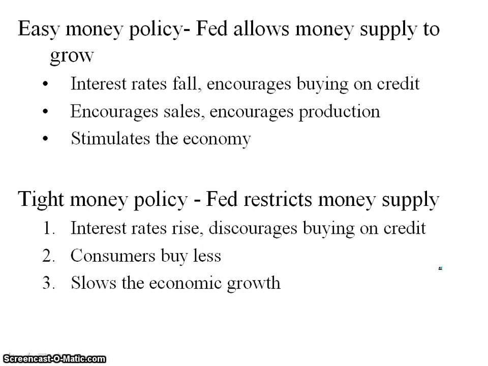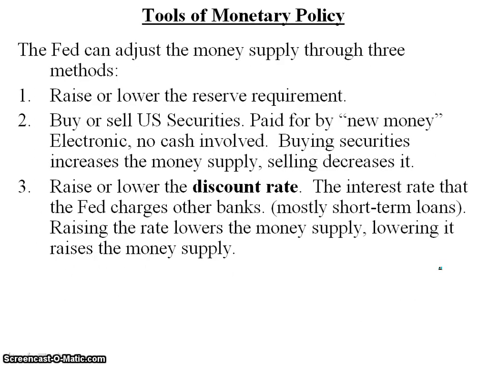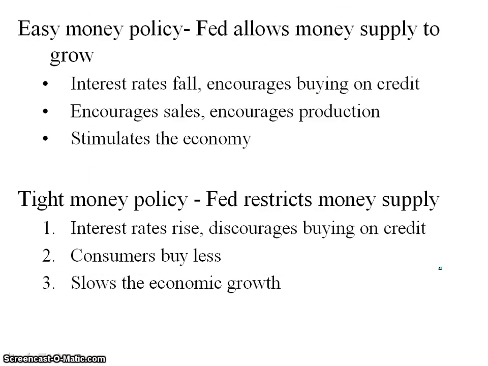An easy money policy just means more money. Okay, so utilizing the three ways: raise or lower reserve requirement, buy or sell securities, or raise or lower discount rate. Those three ways they can put more money into the system. And when more money's in the system, immediately people buy more. Because money's cheaper, loans are cheaper, you see an immediate burst.